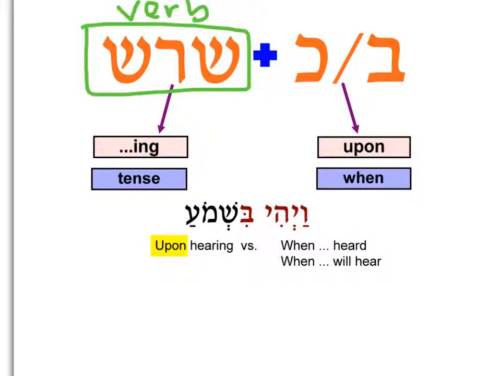When I use the when translation of the bet or kaf, I have to take my verb and make it some sort of tense, either past tense or future tense. So in our case here, vayhi bishmoa, so vayhi bi means when. So I have to say when so-and-so heard or when so-and-so will hear. So I have to choose. I have a clue here by vayhi. So which one is it, past or future? So vayhi is clearly past tense. So when so-and-so heard.